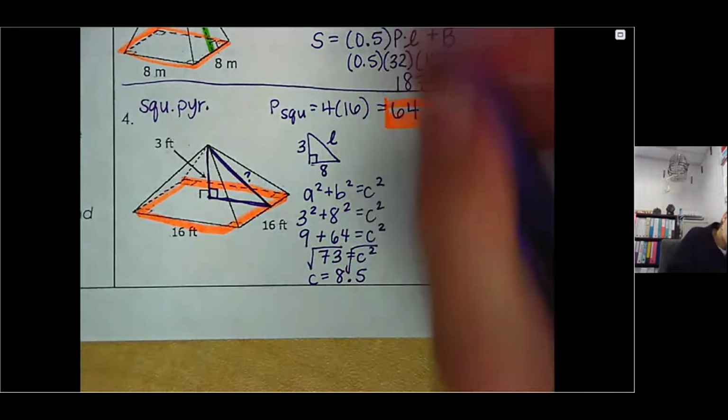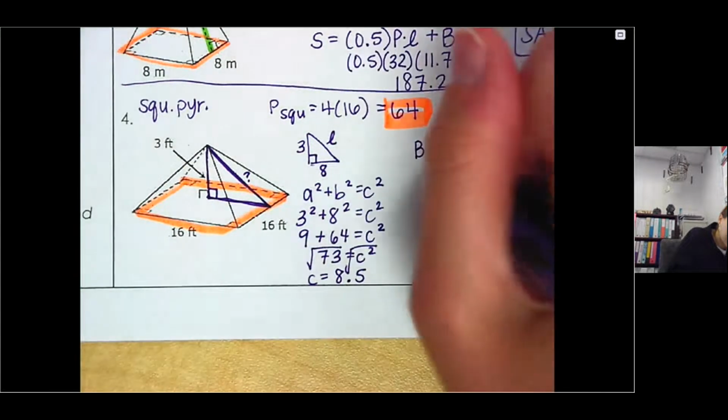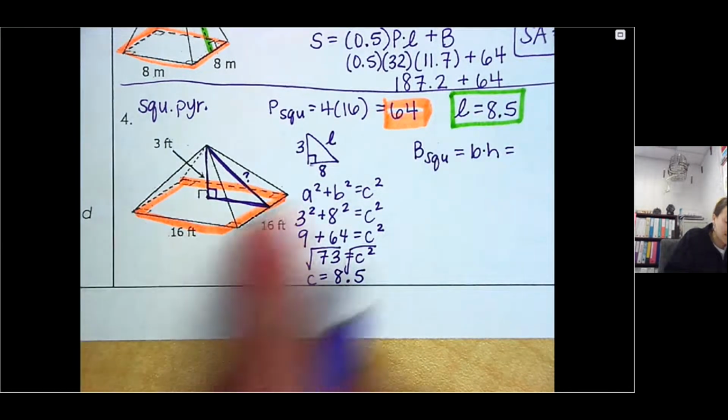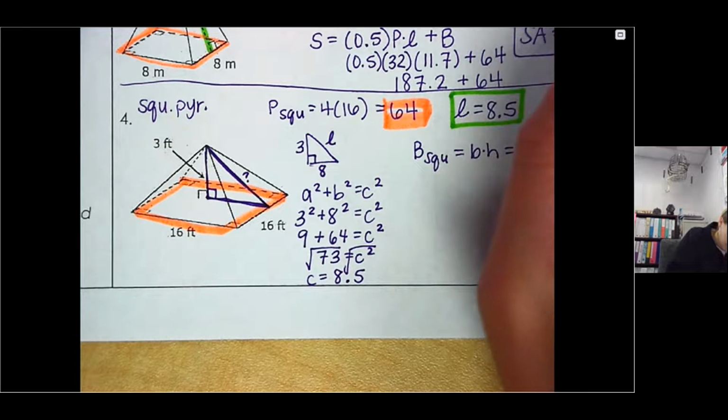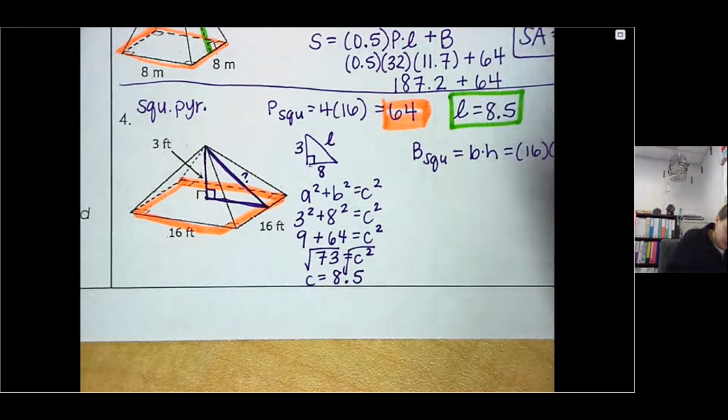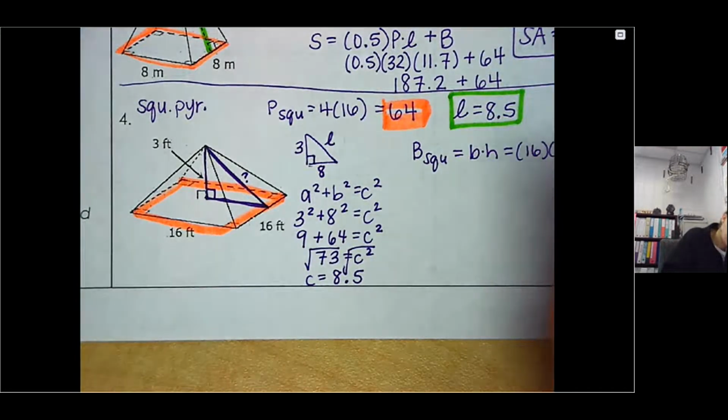So my B value, my base is again a square. That's base times length times width. So mine is 16 times 16, which is 256. So that's my big B.